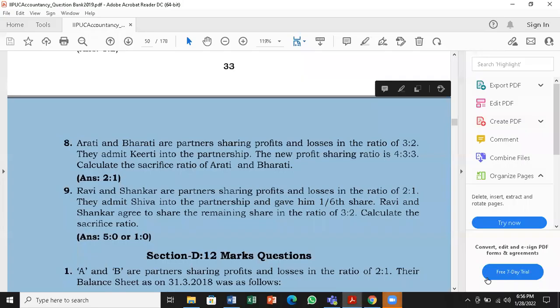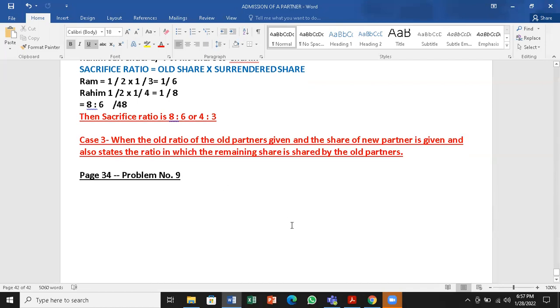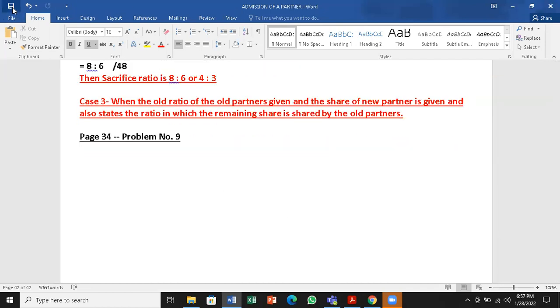So how do they share? Ravi and Shankar agree to share the remaining share in the ratio of 3:2. Remaining share, that is the indicator in this method. So this is how the problem goes. Here we have to go for calculation of the new ratio because the new ratio is not given, and the sacrifice ratio, second part of it.